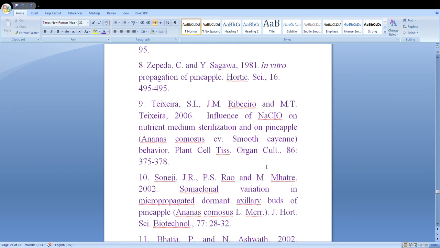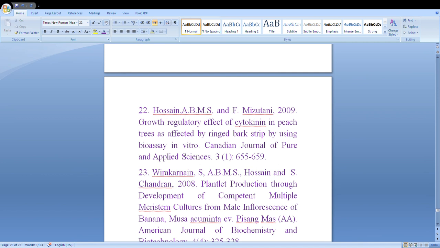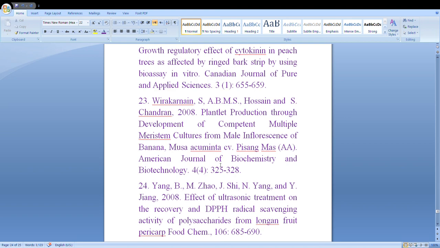Also we published one journal in the Hussain and Muzdani growth theory affairs. We published in the Canadian Journal of Pure and Applied Science, and another one which I published with my colleagues, the American Journal of Biochemistry and Biotechnology. So this is the type of work we published.